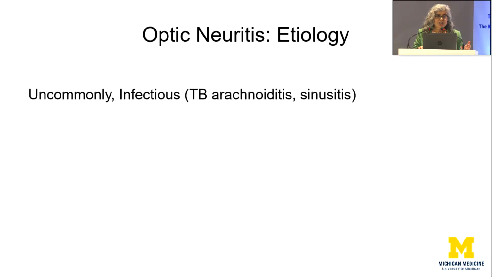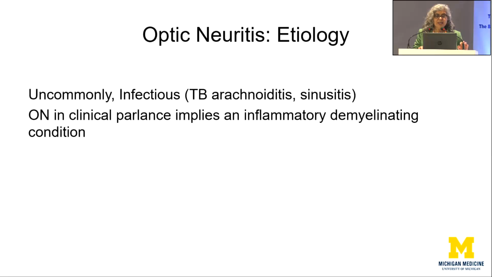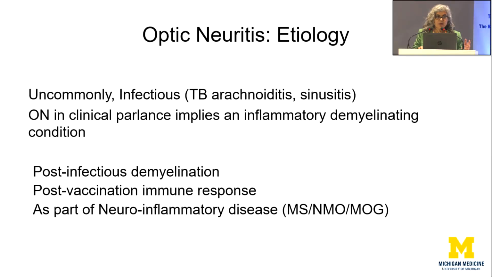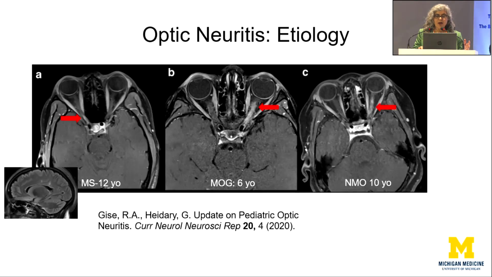The etiology: uncommonly it's infectious, like TB in India particularly, or sphenoid sinusitis because of its anatomical association with the optic nerve. But more commonly it is inflammatory demyelinating optic neuritis, which happens post-infectious, 4 weeks after a viral infection, post-vaccination, or as part of a neuroinflammatory syndrome such as multiple sclerosis, NMO, or MOG.